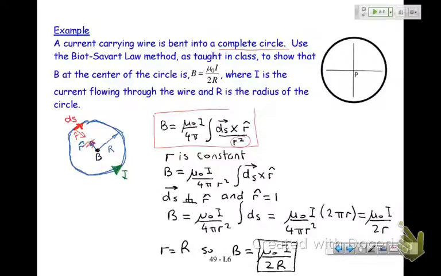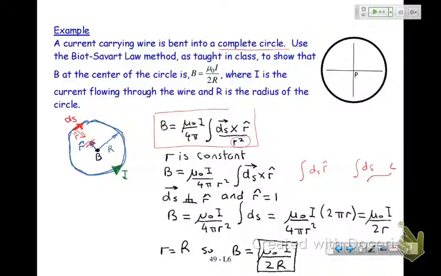That's interesting, okay? So it's still the same thing. ds is perpendicular to R hat. And the second thing is, of course, R hat is always equal to 1 because it's a unit vector. It's got a magnitude of 1. So when these are perpendicular, it becomes the integral of ds times R hat, and R hat is equal to 1, so that becomes the integral of ds. The integral of ds is just equal to the length of the wire. That's kind of nice. So B is equal to mu naught I over 4 pi r squared times the integral of ds, which equals mu naught I over 4 pi r squared times, well, what is my length?